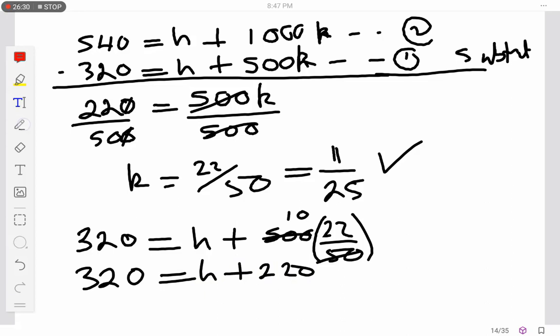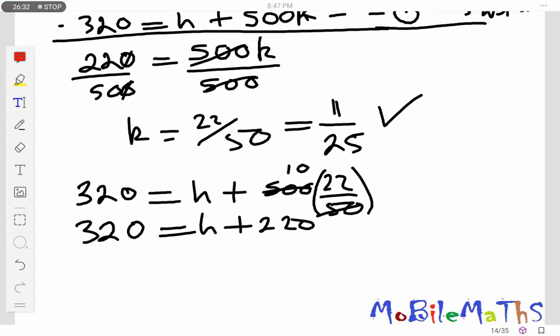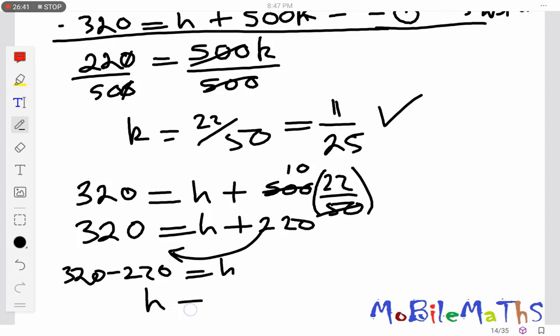Okay, fine. Now I can take the 220 this side, it becomes a minus there. So I have 320 minus 220 is equal to H. So our H value is going to be equal to 100. Okay, so we have determined the H and K value.